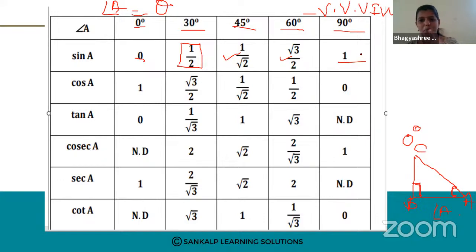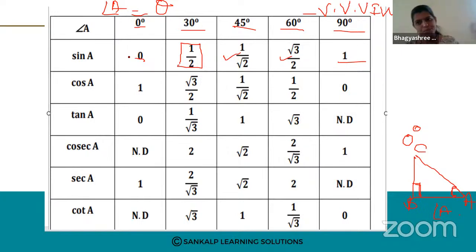Okay, so how to remember this chart? See, I am going to tell you a very simple trick. That is cos A. If you remember sin A, you will remember cos A easily. See, sin value starts from 0 to 90.